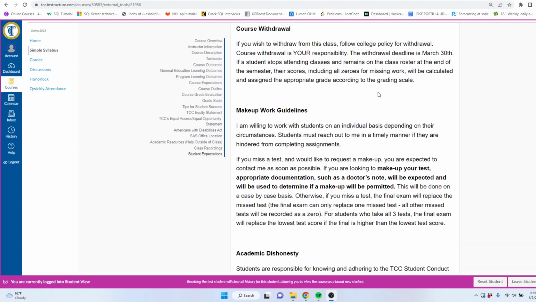If you forget to withdraw and you stop attending, you stop doing anything, all your grades will be input as zeros, and that would include after this point, like a test 3 and your final exam would be 0. So it's pretty much an automatic F. It's impossible to pass if you don't do those two things.